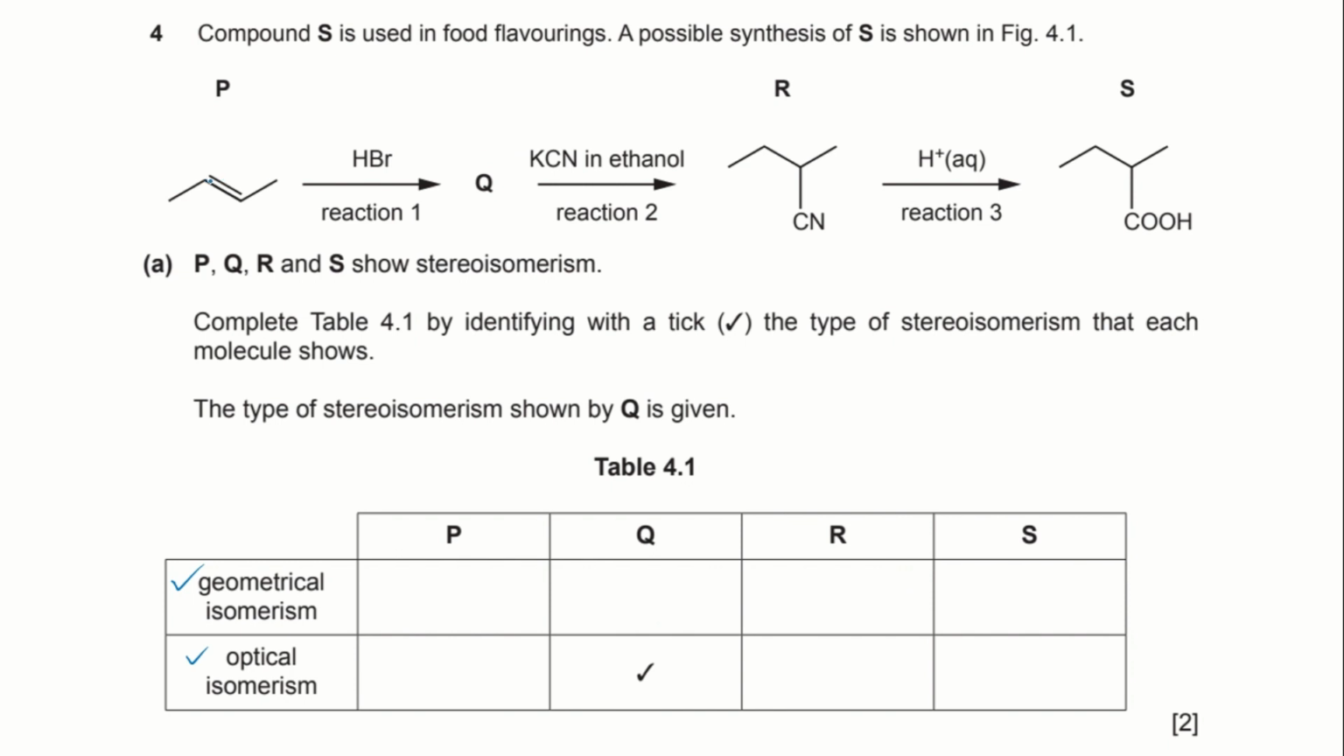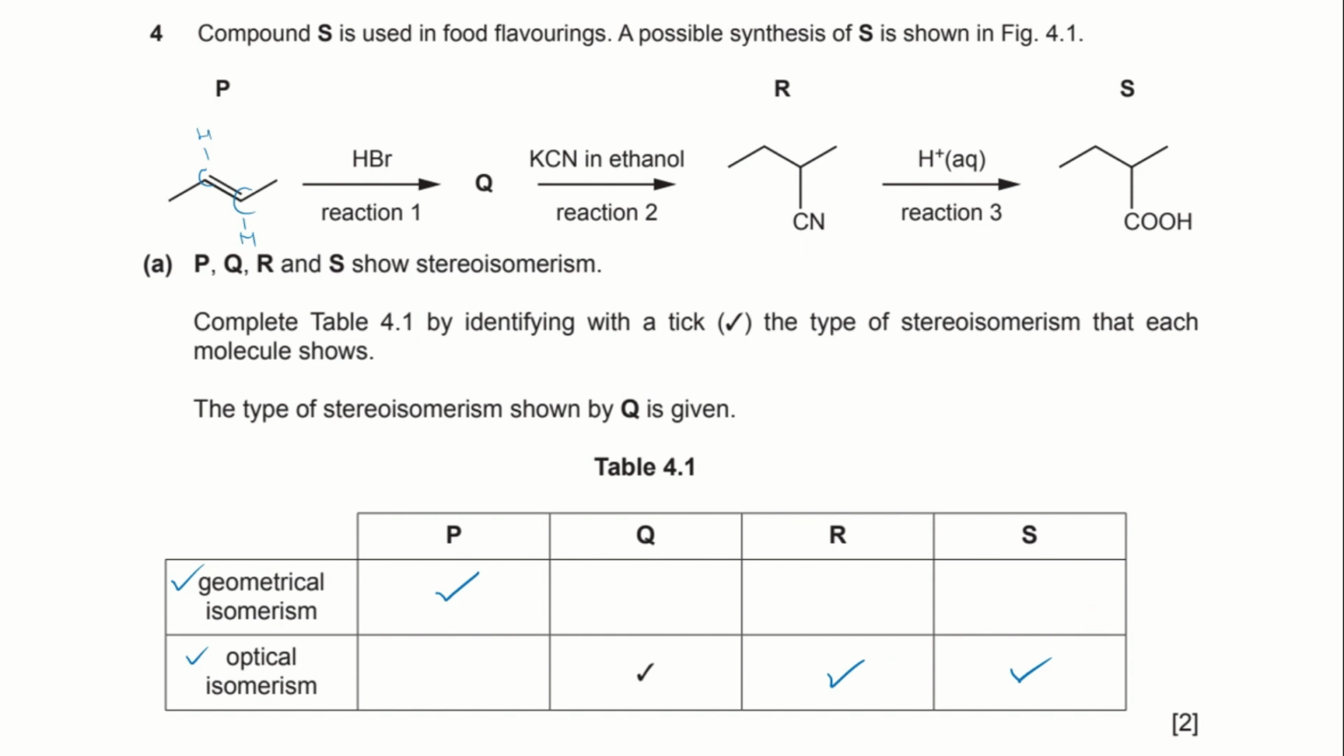So P has a double bond, and each carbon in the double bond is bonded to two different groups of atoms, right? One hydrogen, one alkyl group, so two different groups of atoms. The other carbon also two different groups of atoms. So it shows geometrical isomerism, or what we usually call cis-trans isomerism. Now, R and S, we don't see double bond anymore. So that means they cannot show geometrical isomerism. The easiest answer would be optical isomerism.